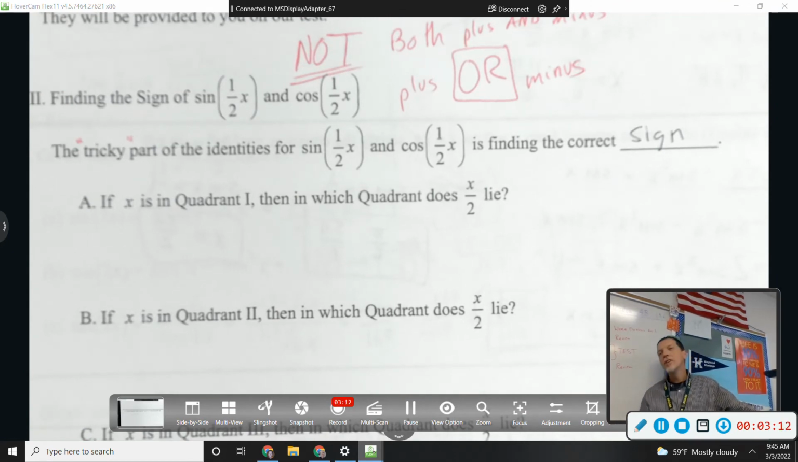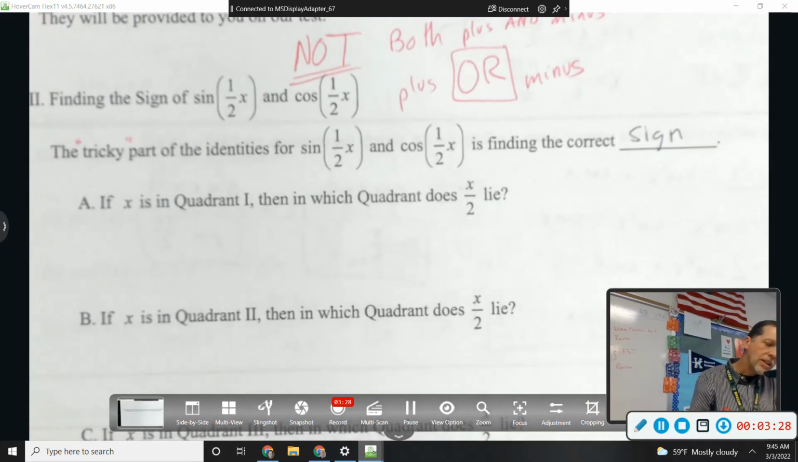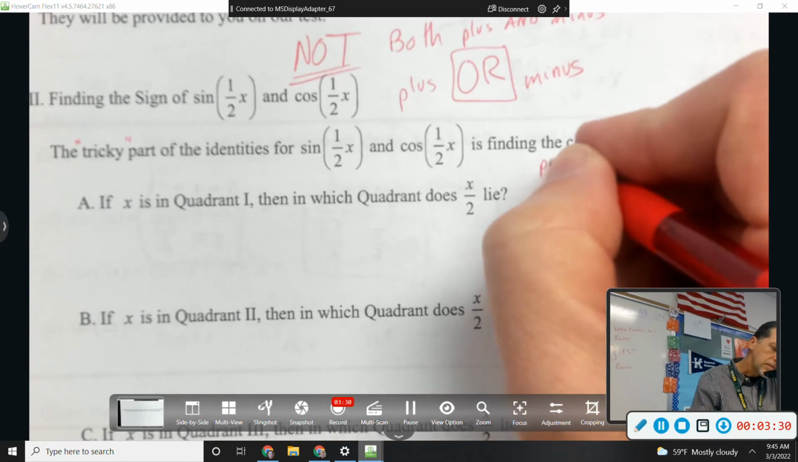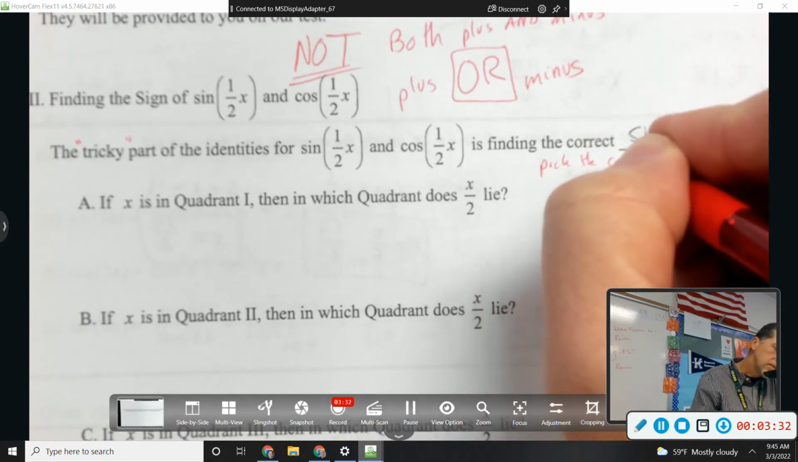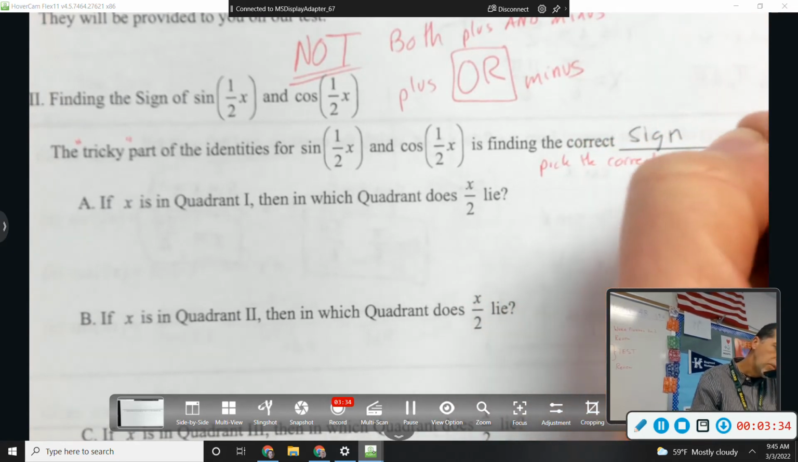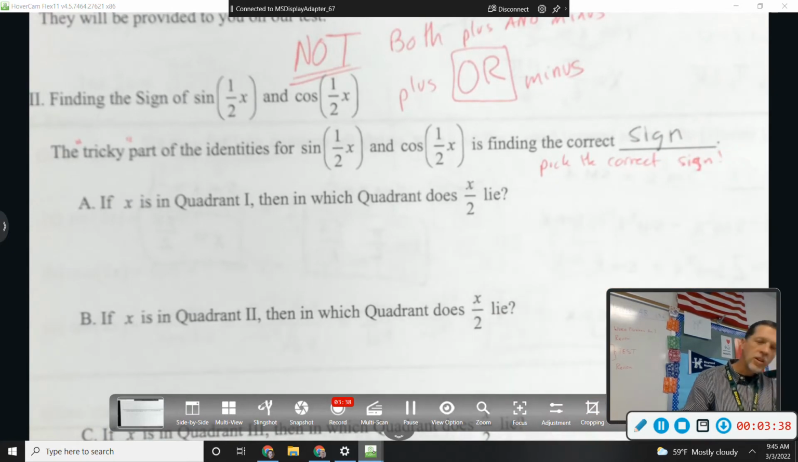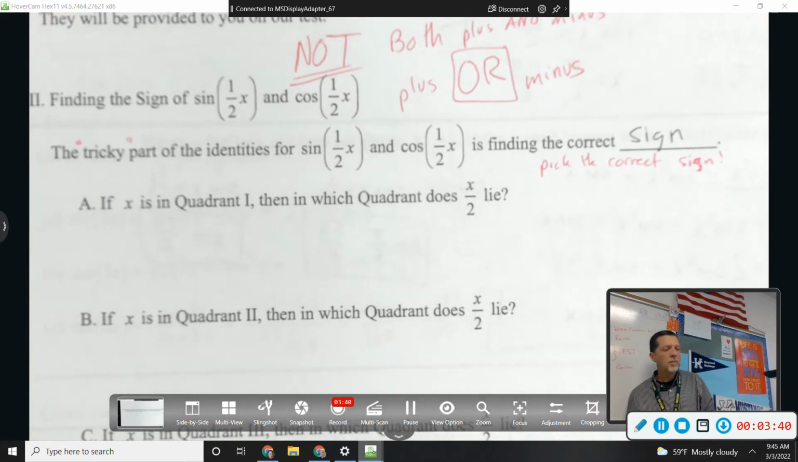And so for a few people who don't take any notes, they say, oh, I'll just look at the formula sheet. Oh, there's plus or minus. I'll write the plus or minus. No, you have to pick the correct one. You have to pick the correct sign. So let's talk about picking the correct sign.